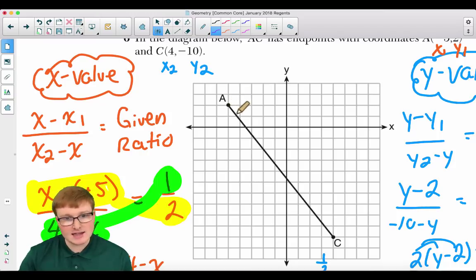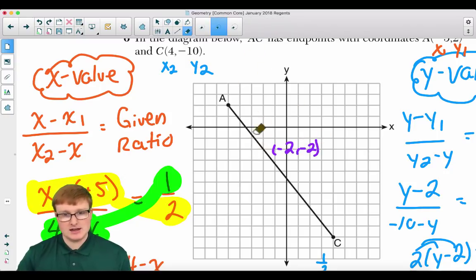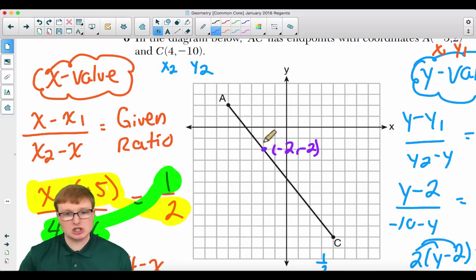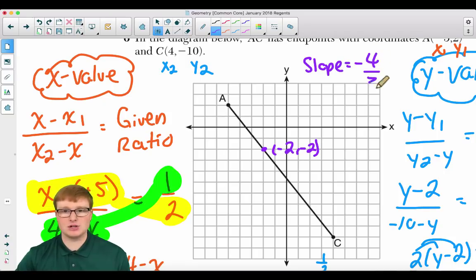So I see point A. Let's see where this line intersects that we know a point definitely. Okay, you see this point right there? We know for sure that that is the point negative 2, negative 2, right? That's good. So let's calculate the slope, which is the rise over the run. The rise is actually negative. It's down 1, 2, 3, 4 to the right 1, 2, 3. So your slope is negative 4/3.